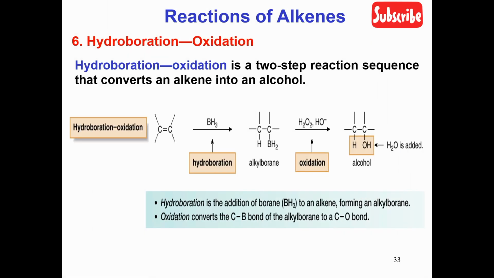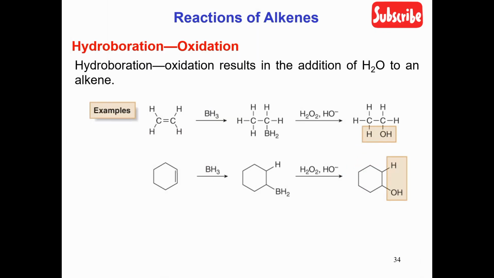Hydroboration is an oxidative reaction and is a two-step reaction that converts an alkene to an alcohol. The first stage is the addition of borane. When borane is added, we are going to form an alkyl borane. An oxidation of this alkyl borane will form an alcohol. This is a typical example of hydroboration. So if you're in an exam and you see BH3 with peroxide and hydroxide, you know that this is a hydroboration reaction. So the product you should be looking at is an alcohol.